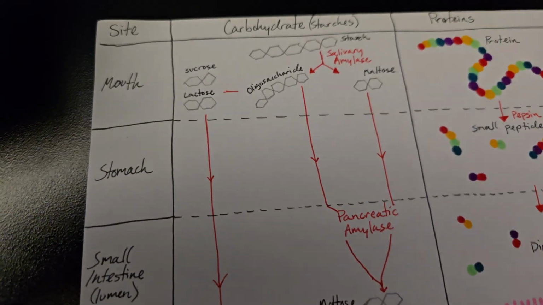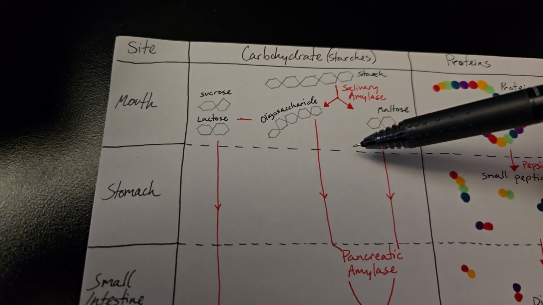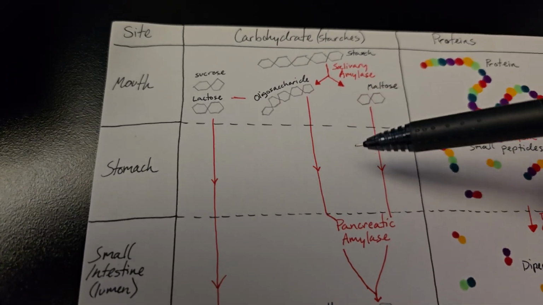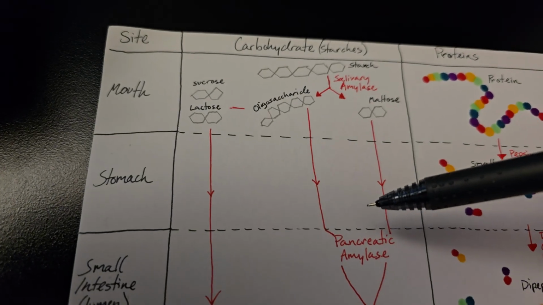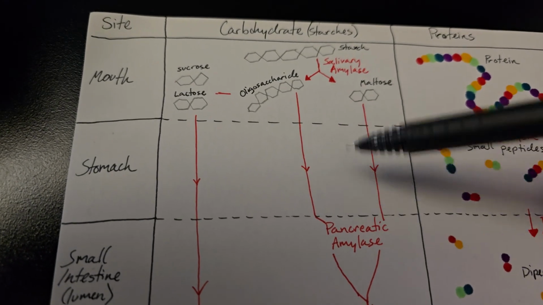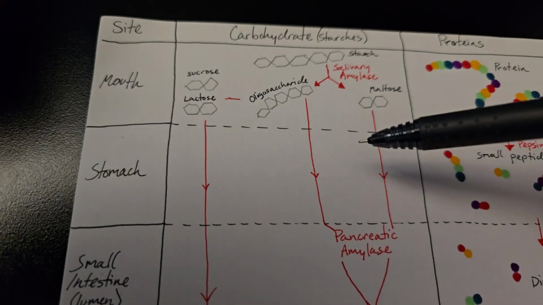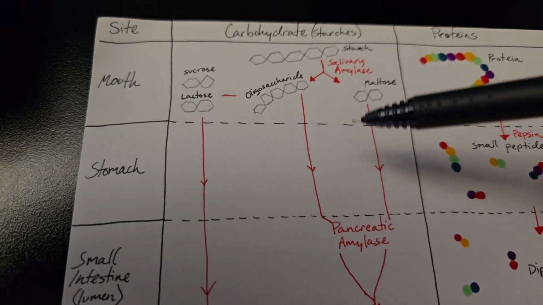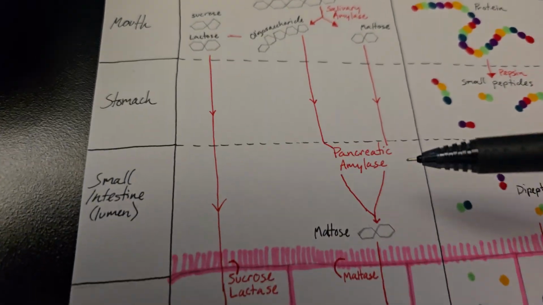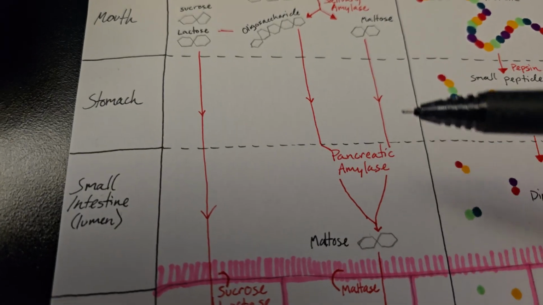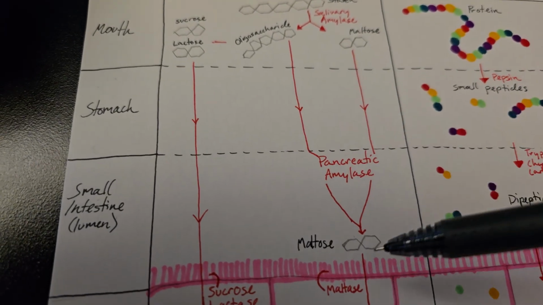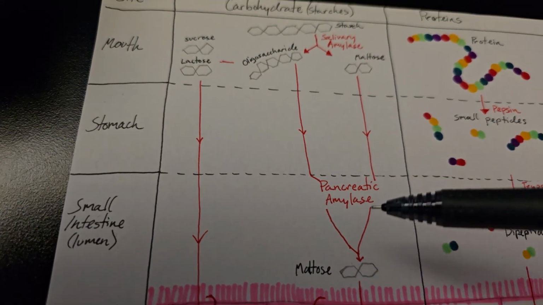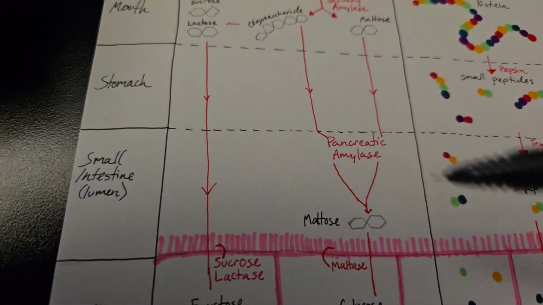And then those will go through the esophagus and through the stomach, where no chemical digestion happens, which just means that there are no enzymes in these regions to break it down further. But once it reaches the small intestine, or the lumen, it's going to break that oligosaccharide down further into a disaccharide, the maltose, because of pancreatic amylase.